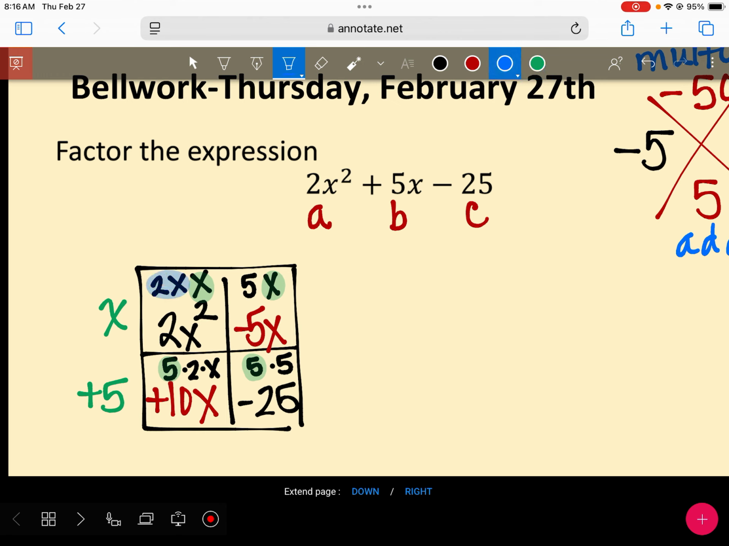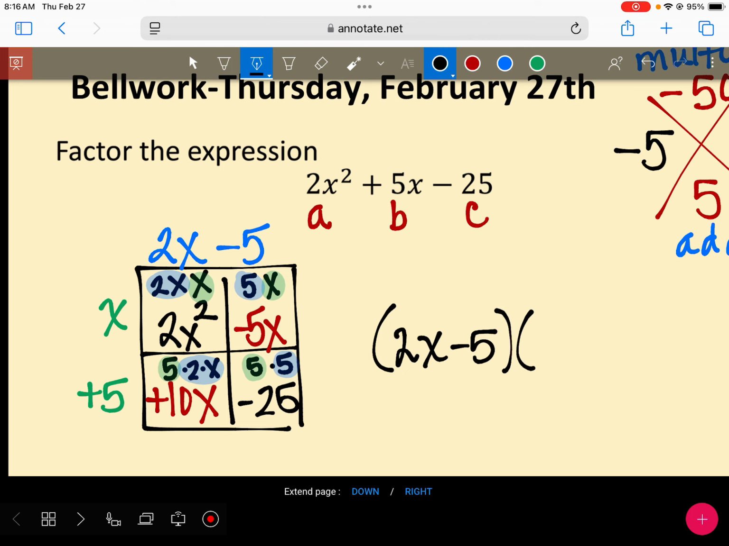We have a 2x and a 2x. So that's going to come out here. And we have our 5 and a 5. Now, because that 5 is on top of a box that's negative, that's going to make that 5 negative. So our answer is 2x minus 5 times x plus 5.